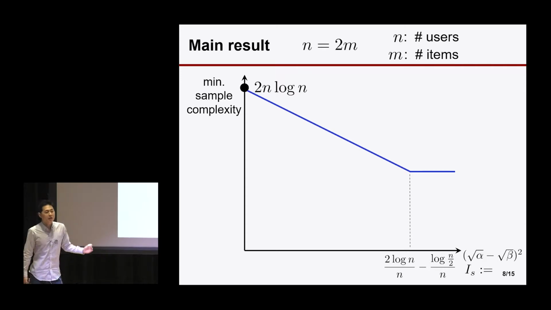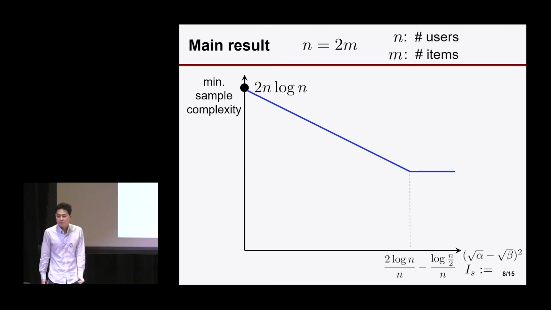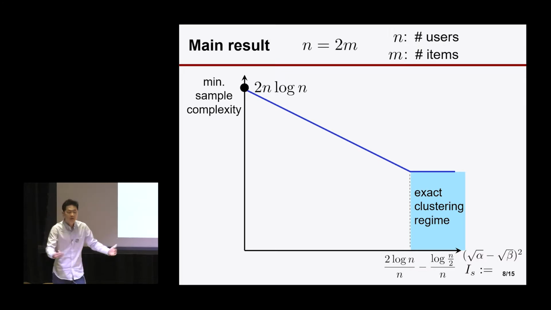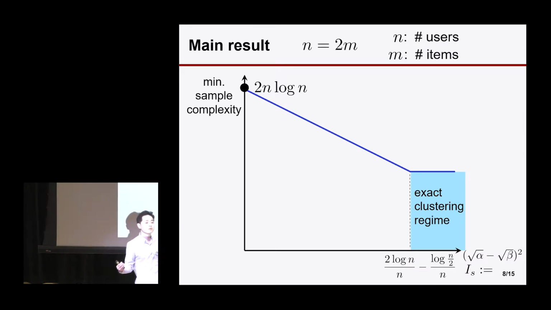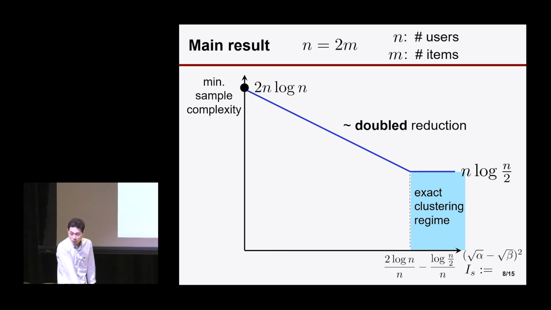So why saturated here? Why not going to 0, right? If you think about it, it makes sense, because exact clustering does not ensure the recovery of the rating vector, right? In order to do the matrix completion, we also need to estimate the rating vector on top of the exact clustering. But exact clustering does not guarantee the recovery of the rating vector. That's the reason. So we need to have at least this number of observations. It turns out that is n log n over n. By comparing these two, we can see that the gain is almost double.